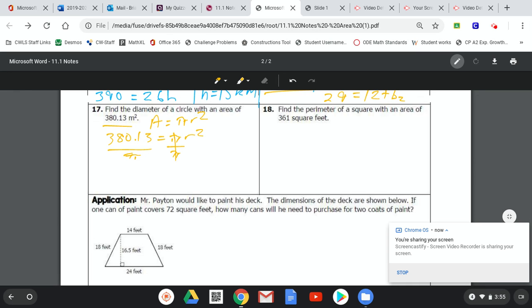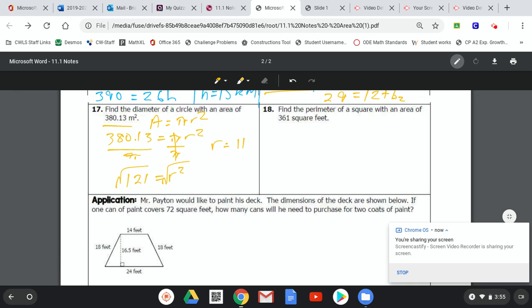So for this one, we're going to divide by pi, and when we do that, we get 121 equals r squared. So r is squared, so we have to do the opposite of squaring something and take the square root of it. So when we do that, we get a radius of 11.